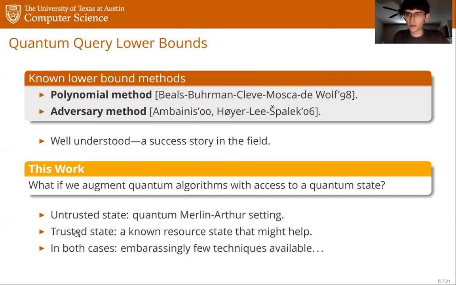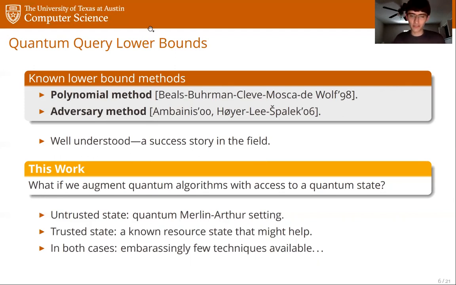But there's also another interesting setting to consider, where you have some trusted state. Maybe you have some known resource state that some algorithm or subroutine produces, or you just have it lying around, and you want to know, does that state help you with query complexity? And in both of these settings, we have embarrassingly few techniques. This is just because these lower bound techniques are no longer valid. Once you give your algorithms additional resources, these lower bounds don't hold.